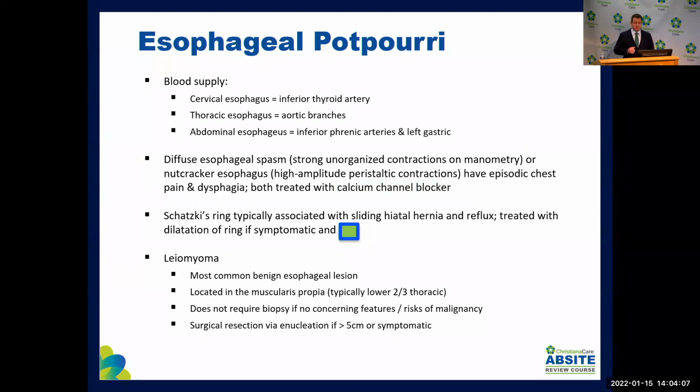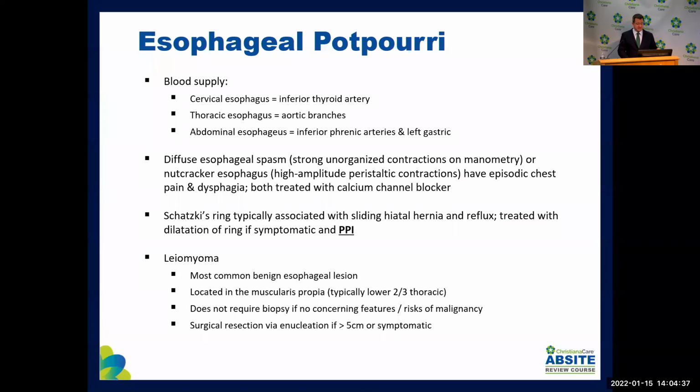Schatzki ring is typically associated with a sliding hiatal hernia and reflux. So if it's symptomatic, you want to treat it with dilation of the ring and what? Treat the underlying cause, right, which is GERD, so usually a PPI. If found incidentally on EGD, you can just treat with a PPI and not necessarily dilation. But if they're having dysphagia, they're symptomatic, they usually dilate.